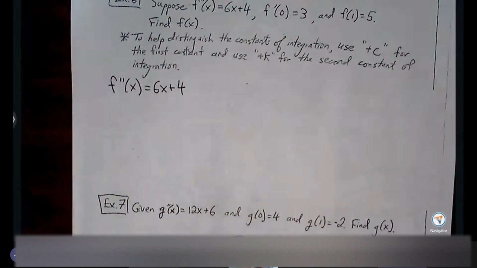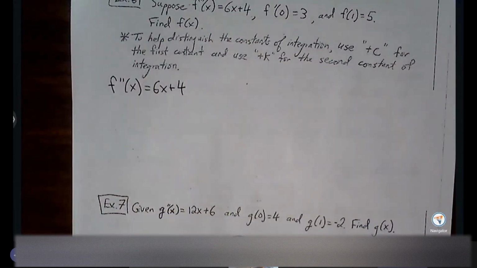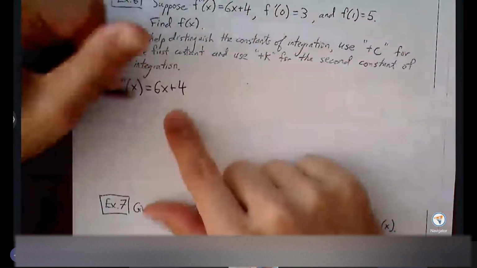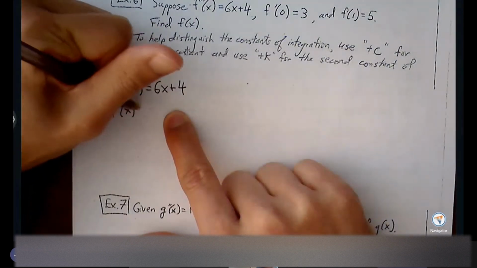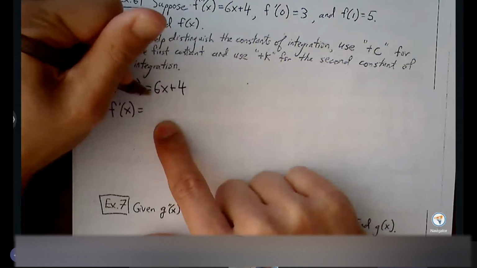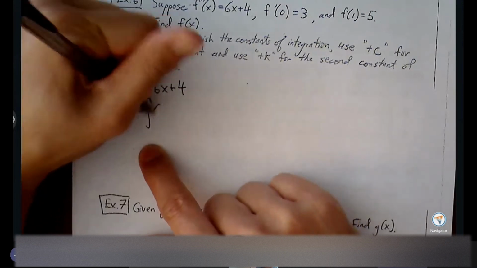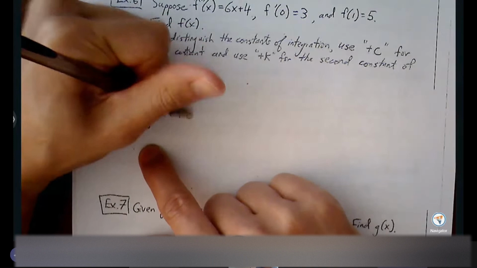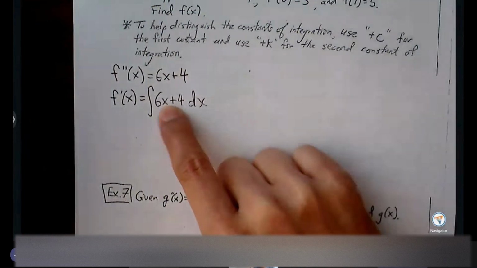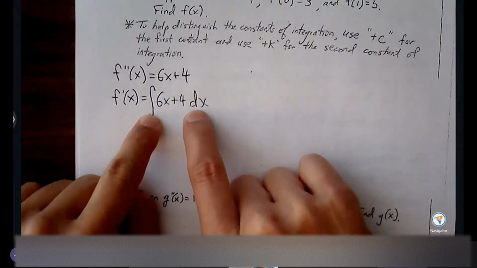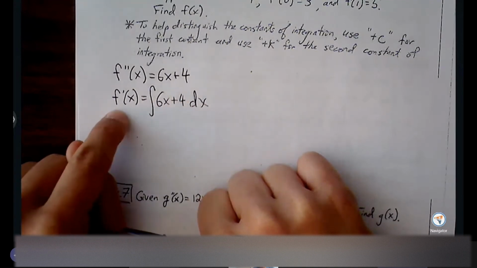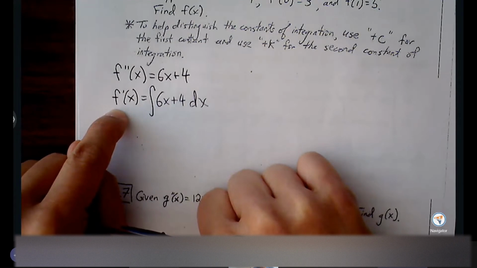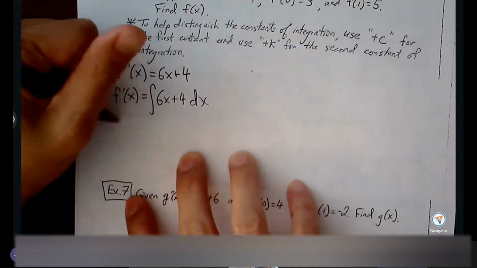So I'm starting at the f double prime level, and I'm going to move up the chain to f prime. So I'm going to indicate that my derivative is going to be the result of taking the antiderivative of 6x plus 4. So 6x plus 4 is currently at the second derivative level, but I know that through this process, it's going to transform into an expression that is sitting at the f prime level. Okay, so apply power rule.